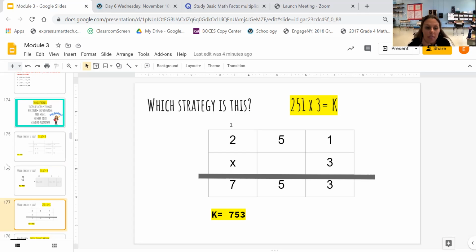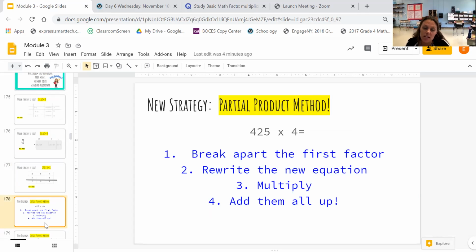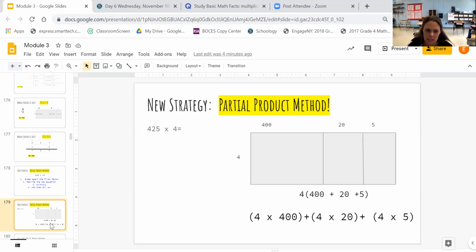All right, thank you. So today I'm going to teach you all about the partial product method. This strategy is very similar to that area model method. So our first step is to break apart that first factor. So we look at our first factor, and we're going to break it apart. We have 425. We're going to rewrite our new equation, multiply them, and then add them all up. I'll show you exactly what I mean.